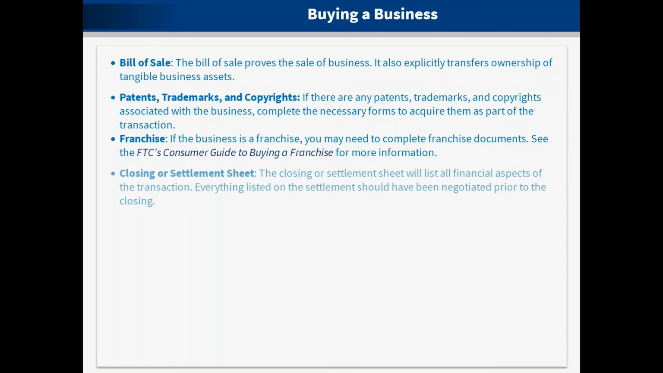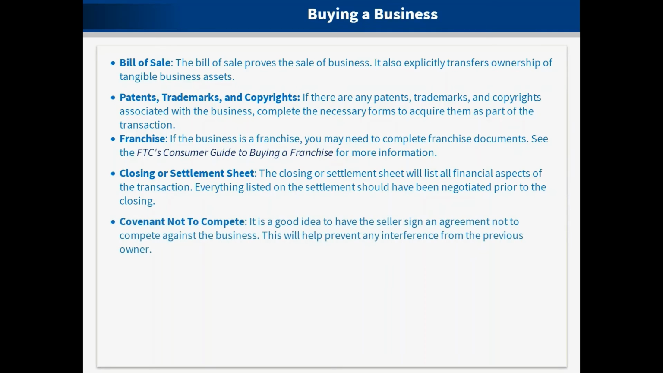Closing or settlement sheet. The closing or settlement sheet will list all financial aspects of the transaction. Everything listed on the settlement should have been negotiated prior to the closing. Covenant not to compete. It is a good idea to have the seller sign an agreement not to compete against the business. This will help prevent any interference from the previous owner.